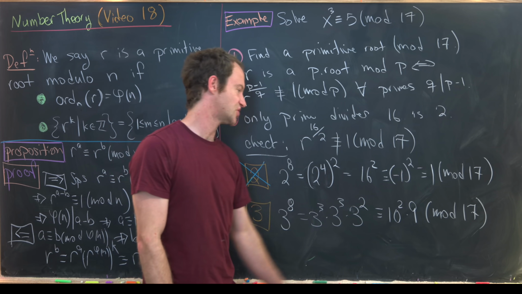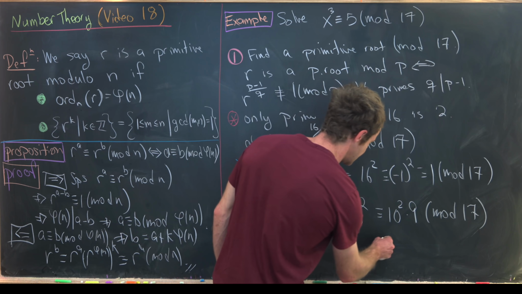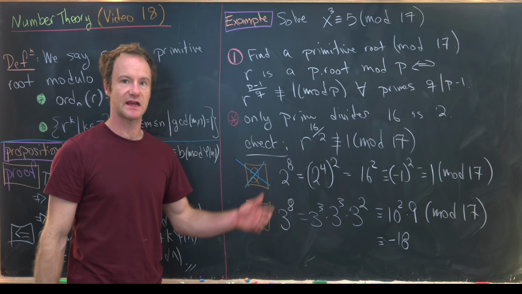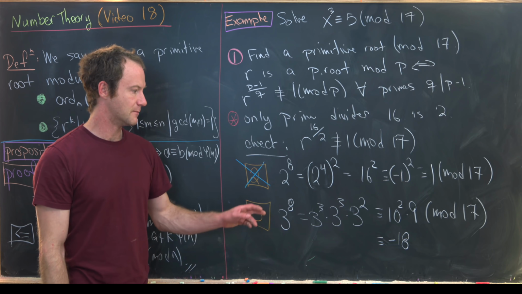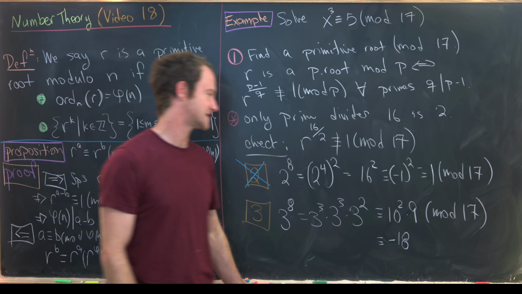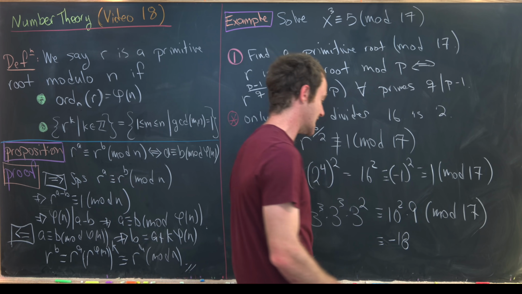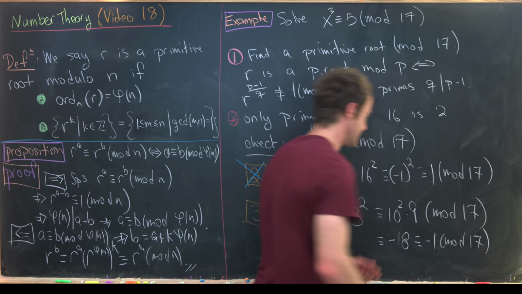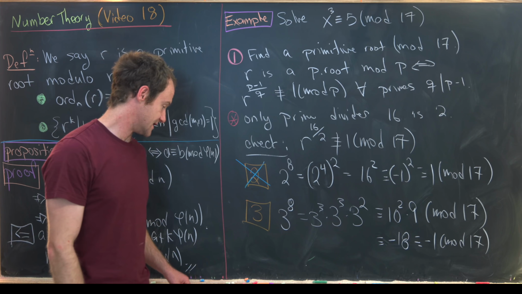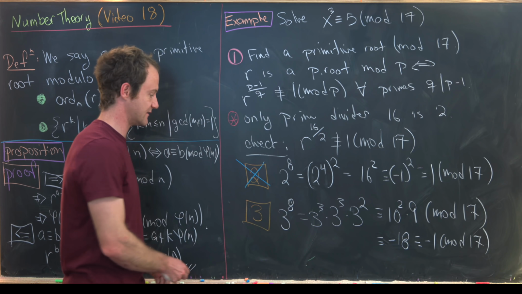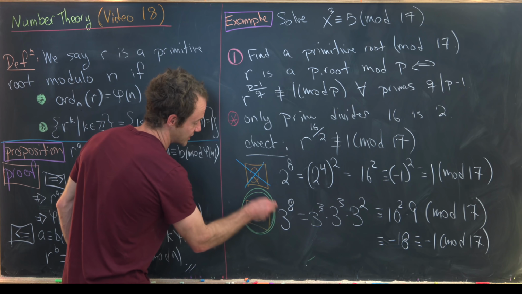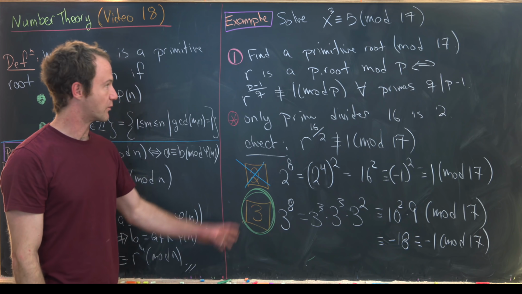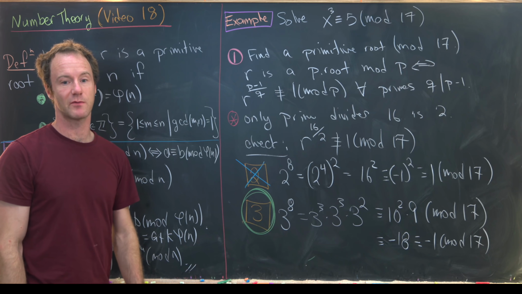But then next we can check that 100 is negative 2 mod 17, making this whole thing negative 18 because it's negative 2 times negative 9. But negative 18 is going to be the same thing as negative 1 modulo 17. But notice that negative 1 is not the same thing as 1 mod 17, so that means yes, we're good to go. We have a primitive root mod 17. Okay, so let's bring that up and then we'll finish this problem off.